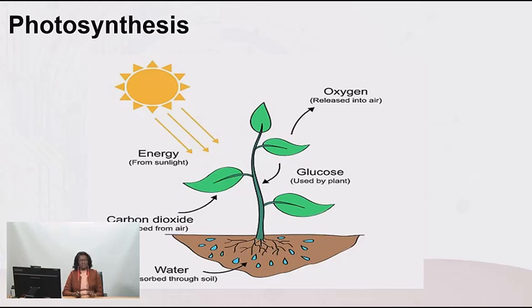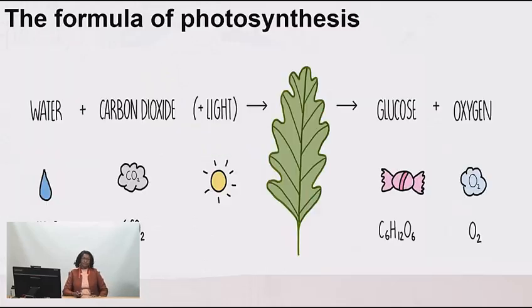Sunlight energy hits the leaves of the plant and is absorbed. Then carbon dioxide and water combine with the energy from the sunlight, release oxygen, and turn the carbon dioxide and water into glucose. The formula of photosynthesis is 6 water plus 6 carbon dioxide plus sunlight equals glucose plus oxygen.